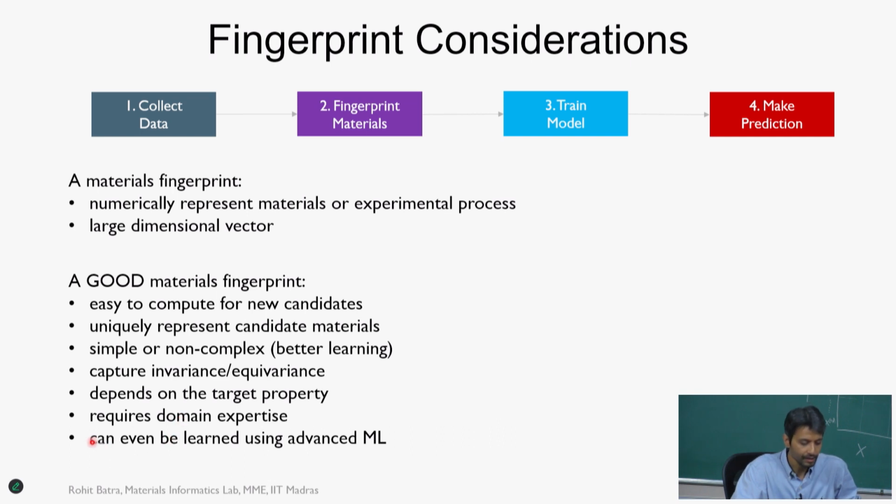And last but not least, that's a very important point. You can skip all of the points above and simply let the model learn the fingerprints for you. Whenever computer scientists enter the space of learning materials properties, they try to do this.